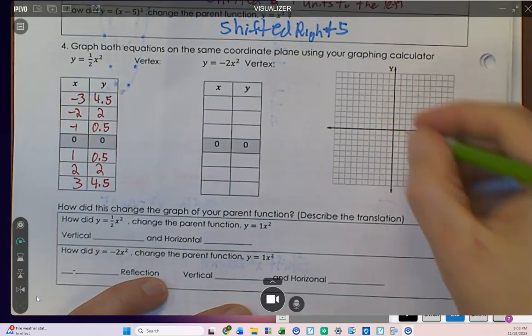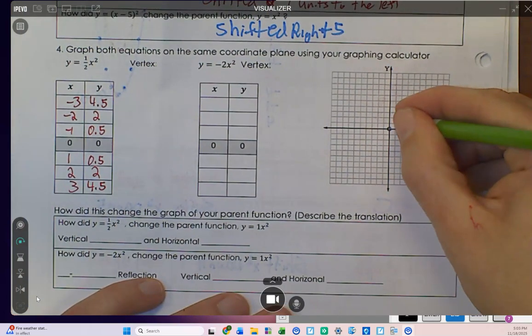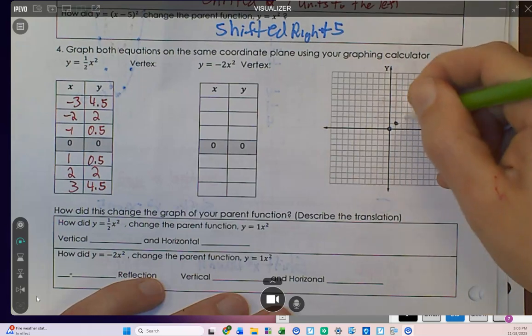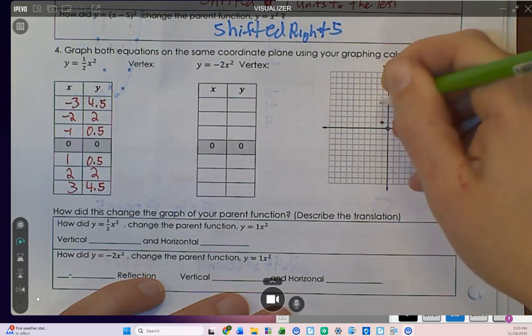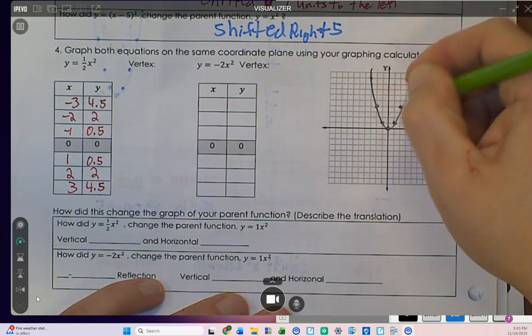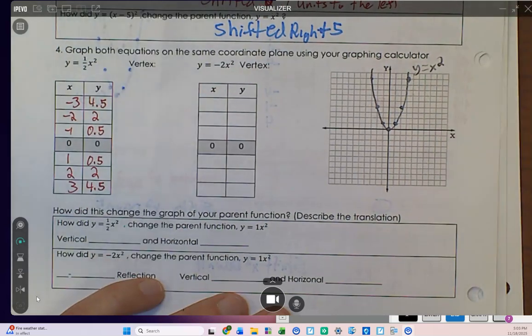Okay, the way I graph the parent function so fast is (0, 0), 0 squared 0. 1 squared is 1. 2 squared is 4. 3 squared is 9. And just mirror it. Okay, they call this the parent function, which is y equals x squared. Okay, we're going to talk about what happened to that function.